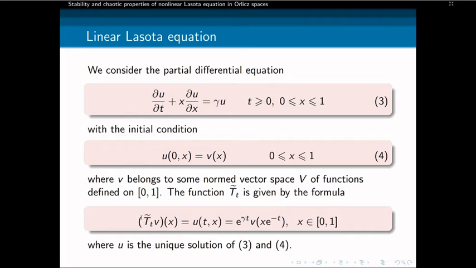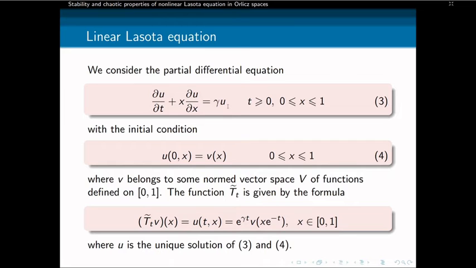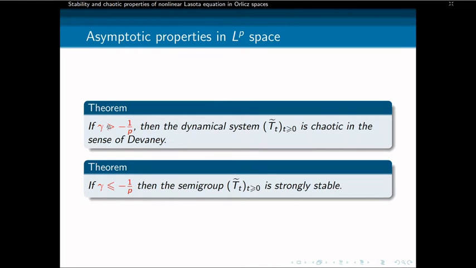Problems of asymptotic behavior of this dynamical system T with tilde are well described in standard functional spaces, especially in the space L^p, the Lebesgue space. For the linear equation in L^p space, we have one critical value for the coefficient gamma, which is -1 over p. If gamma, the coefficient from the right-hand side of the equation, is greater than this critical value, the dynamical system T with tilde is chaotic in the sense of Devaney. In the case of the opposite inequality, we have strong stability for this dynamical system.